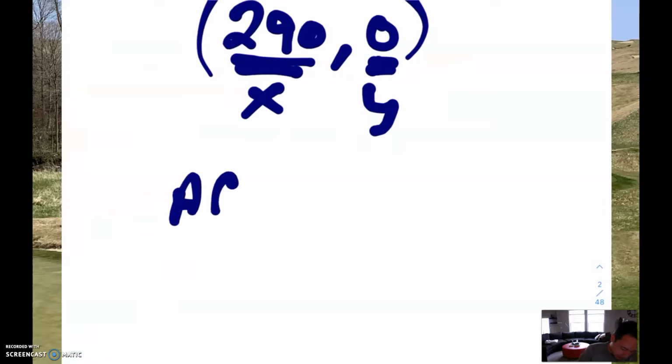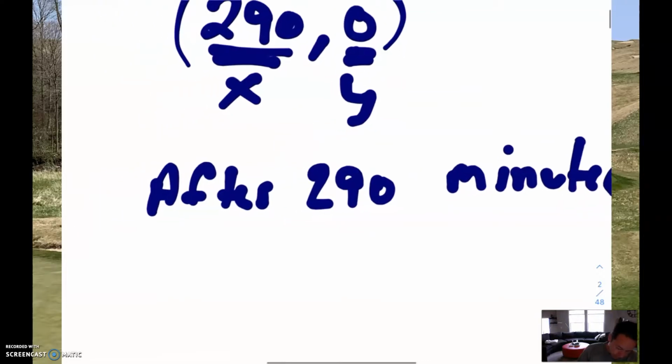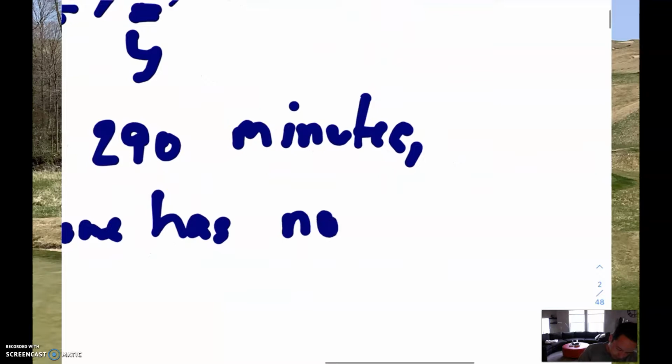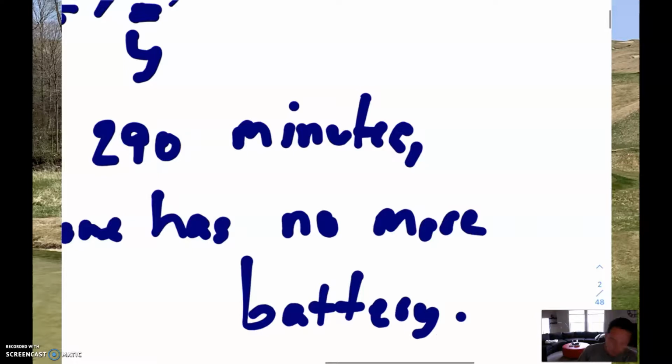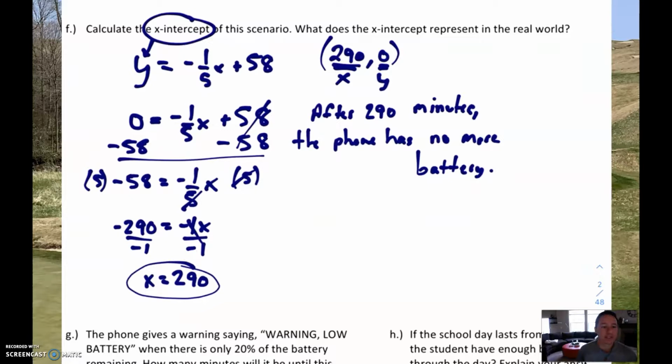So after 290 minutes, the phone has no battery. Phone dies after 290 minutes. So typically the x-intercept will be like the stopping point. So the y-intercept is like where it begins. The x-intercept typically can be where it ends.